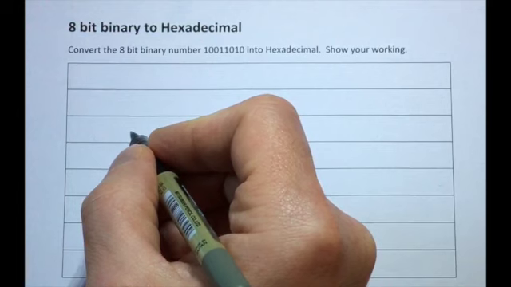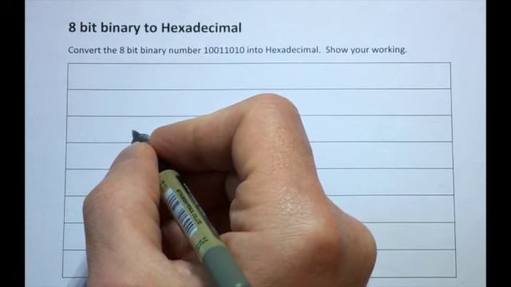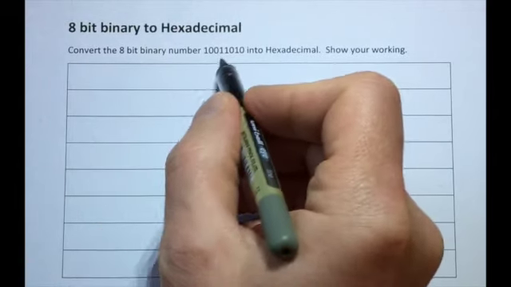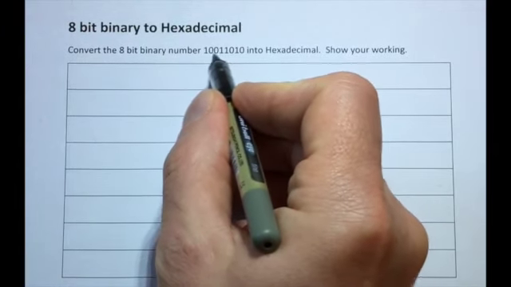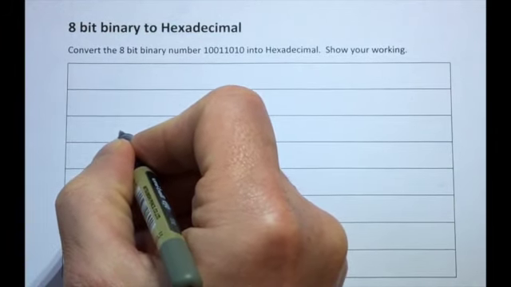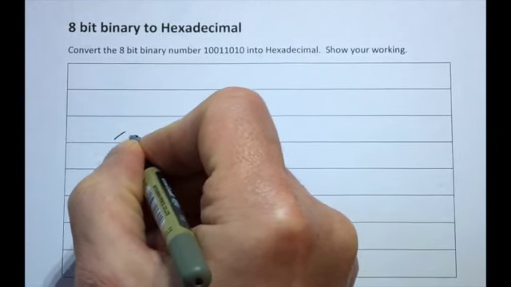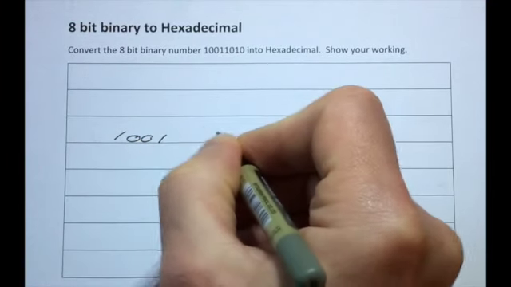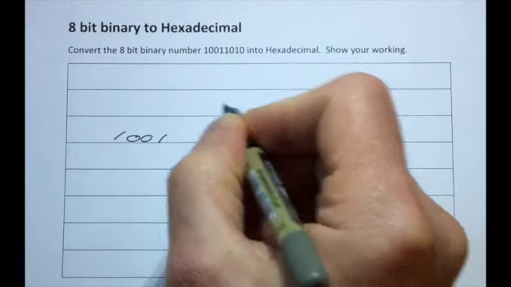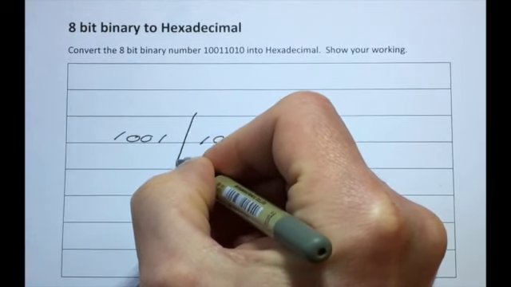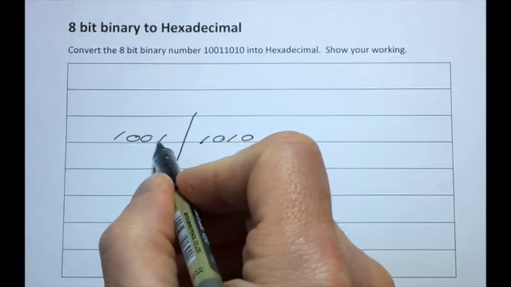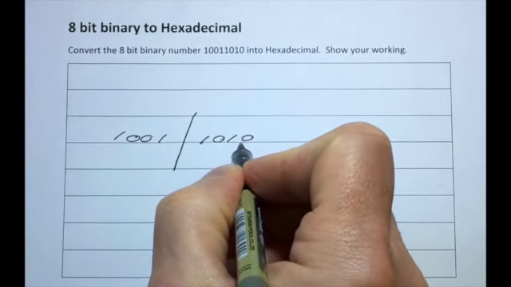In this video, we will look at converting 8-bit binary into hexadecimal. Firstly, we take our 8-bit binary number and we're going to split it into two equal parts. So in essence, we're drawing a line down in between the first 4 bits and the second 4 bits.